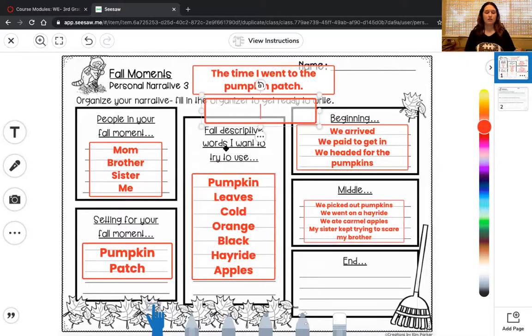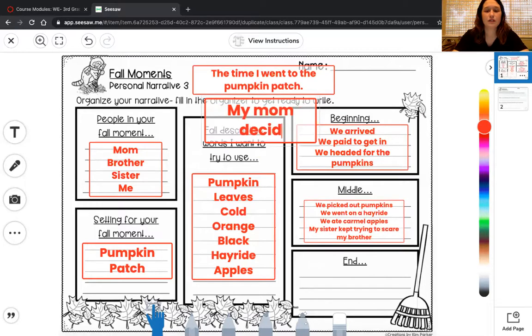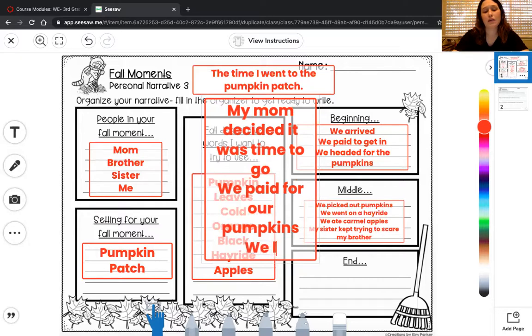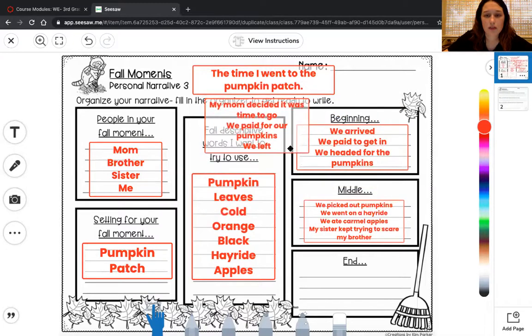All right, well, what happened at the end? Okay, well, when we were leaving, so after my sister kept trying to scare my brother, my mom decided it was time to go. We paid for our pumpkins, and then we left. Okay, and then I'm gonna make it smaller so it'll fit.